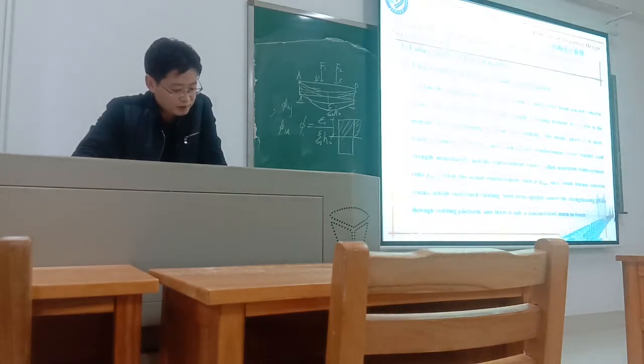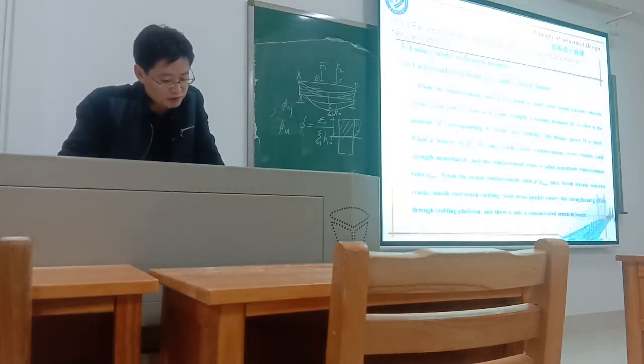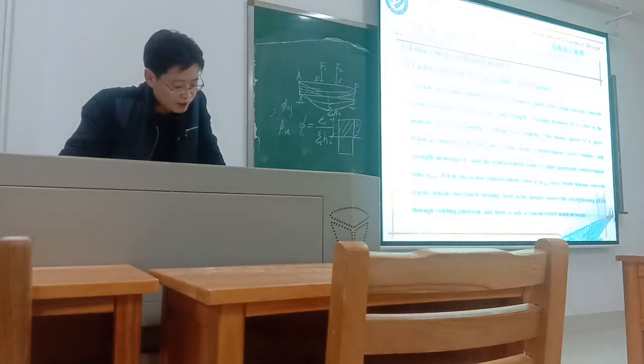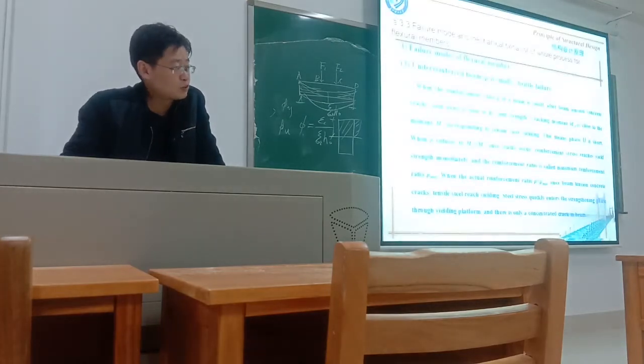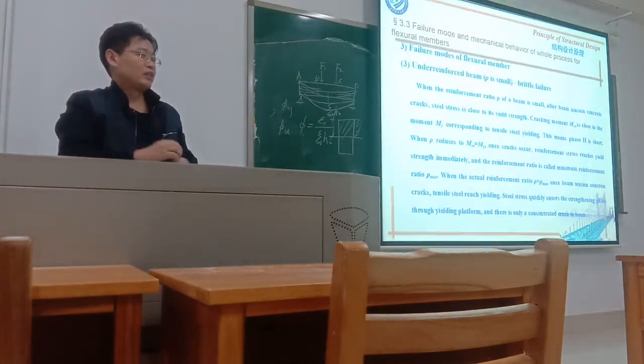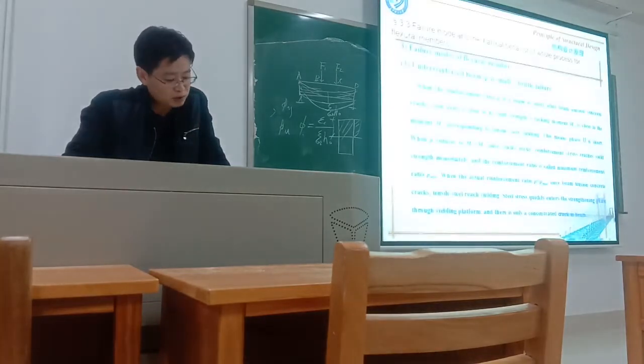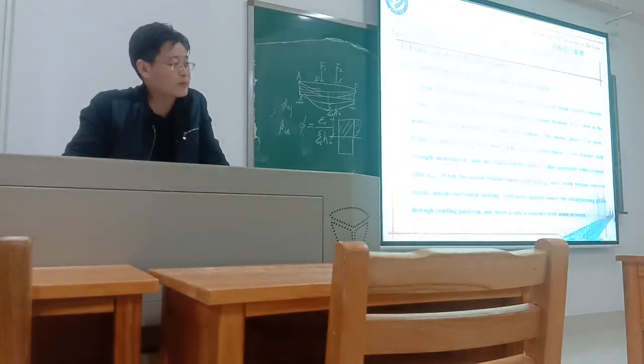For the under-reinforced beam, the room is too small. It's also a brittle failure. We said it's more dangerous. When the reinforcement ratio of the beam is small, after the beam's tensile concrete cracks, the steel stress is close to its yield strength. So once the crack appears, the steel suddenly reaches yield. The crack moment M crack is close to the moment M yield, corresponding to the tensile steel yielding. That means phase two is shorter.